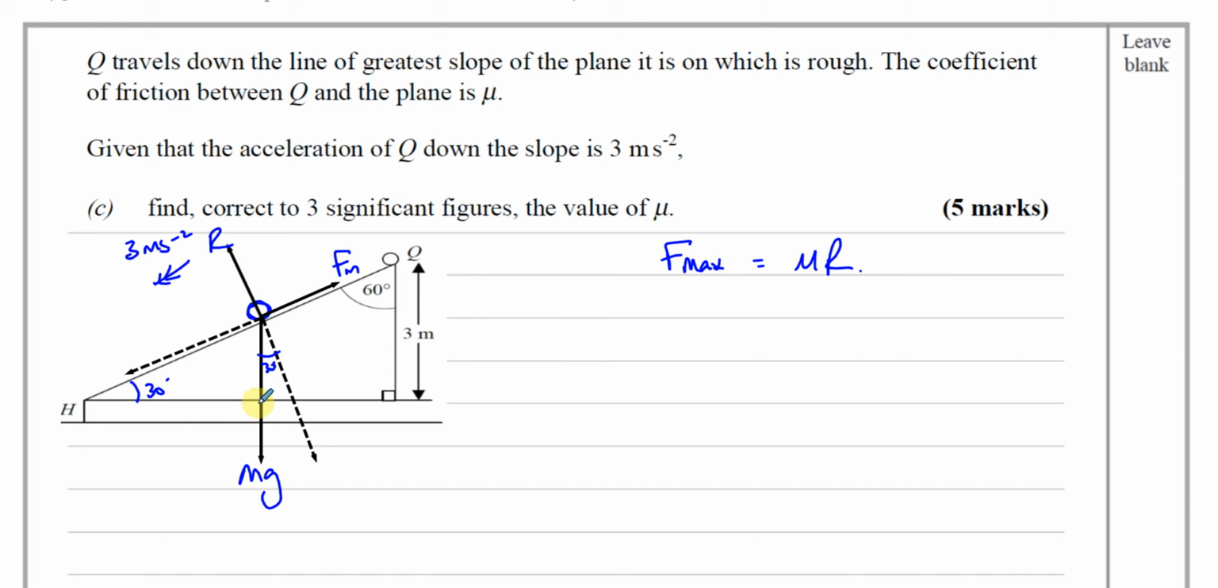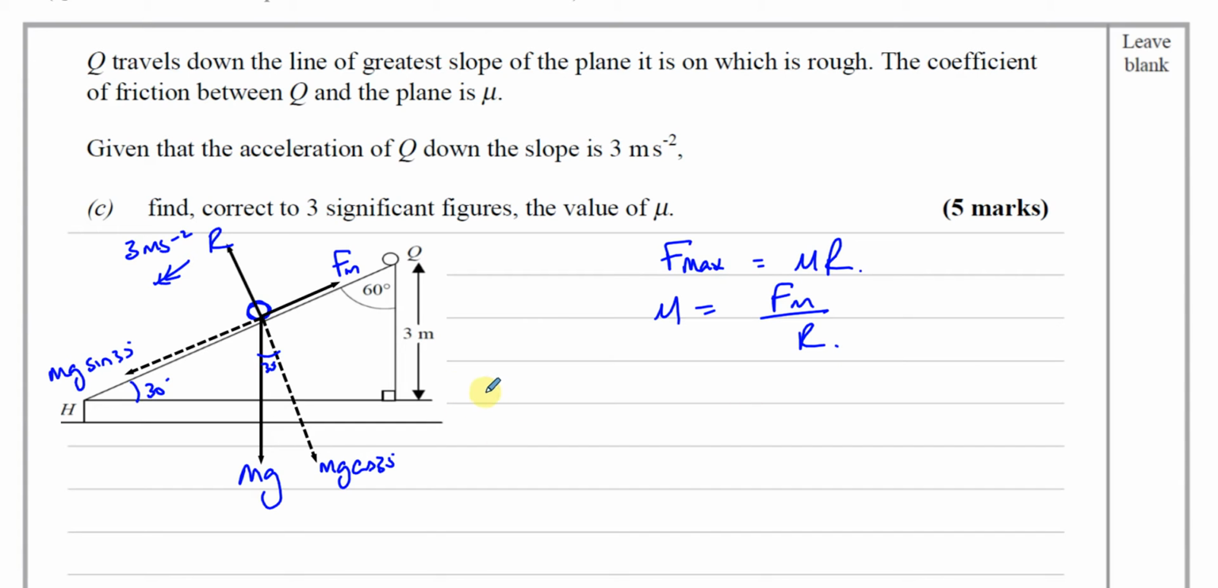Anyway, this component of this weight is going to be mg times, going into the angle, cosine 30. So this is mg times cosine 30, and this is the component of the weight in this direction. You have to go away from the angle, so it's mg sine 30. So now we have F max equals mu R. All right, so we want to find what mu is. Now, if we think about it, mu is equal to F max over R.